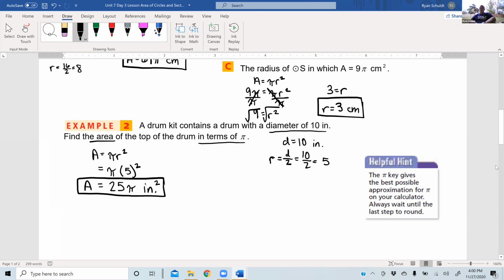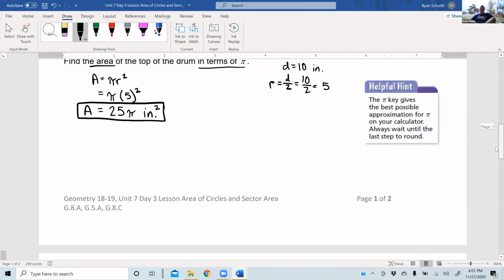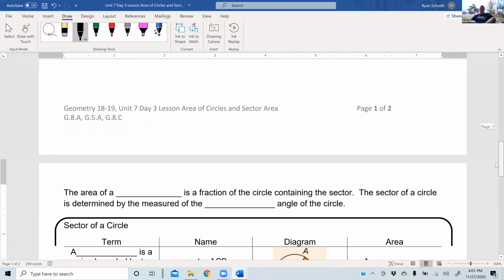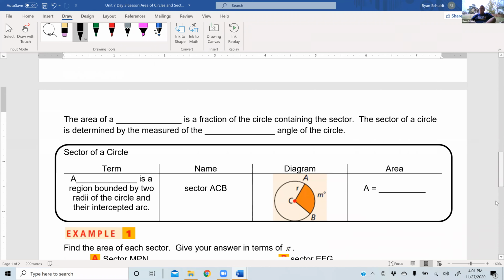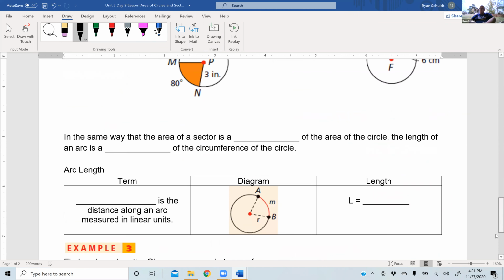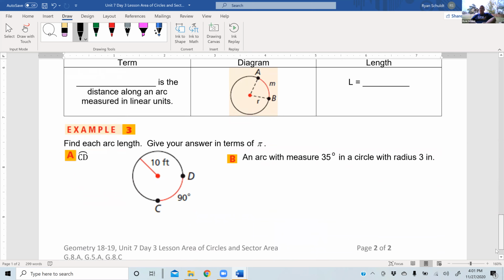So that's just for a plain circle. Hopefully you're thinking, okay, this is easy peasy lemon squeezy. Where's the hard stuff at? Oh, that's what we're going to get to now.